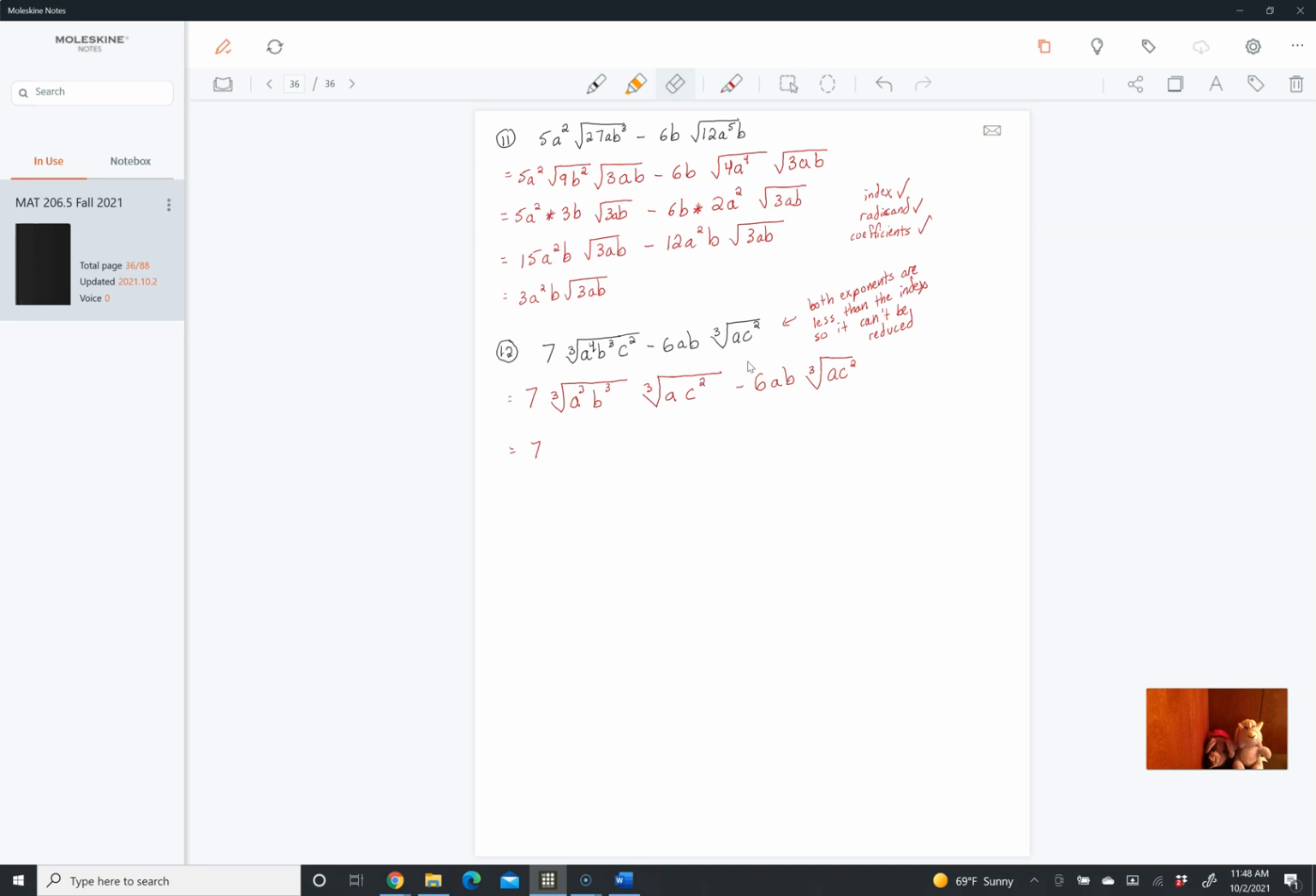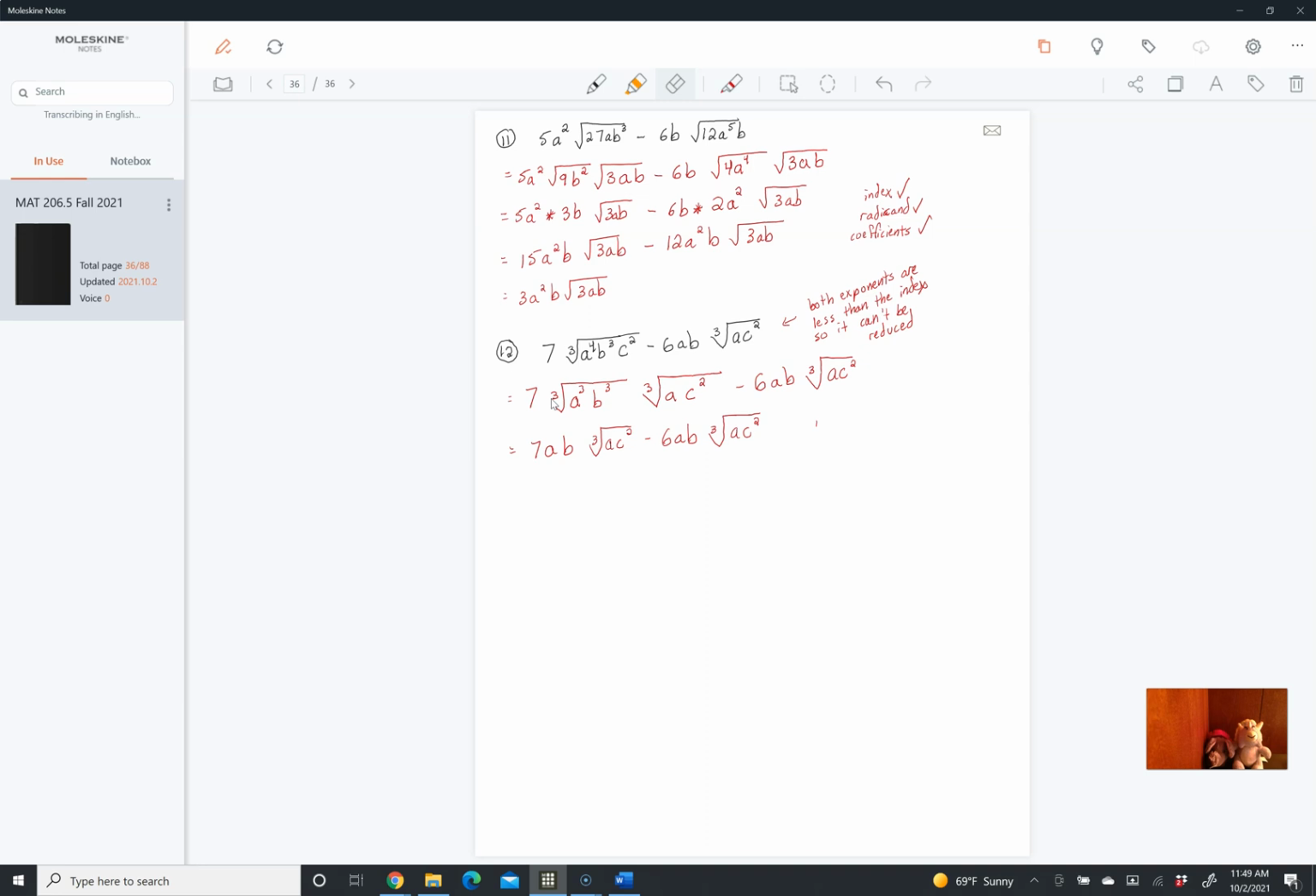So we get 7. 3 divided by 3, this is a 3. 3 divided by 3 is just 1, so we get 7a. And same thing for b, 7ab. Cube root of ac squared minus 6ab. Cube root of ac squared.